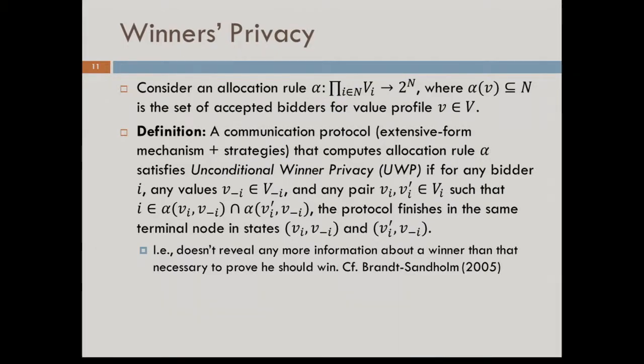That means given that the bidder is winning, we don't learn any more information than what's necessary to prove that he is winning, right? So if a bidder has two possible types and both types should be winning, then the other bidders, even if they get together and learn everything about what the bidder did, would not figure out anything more than what's necessary to prove that he should be winning. Okay? So this notion was called unconditional privacy by Brandt and Sandholm.